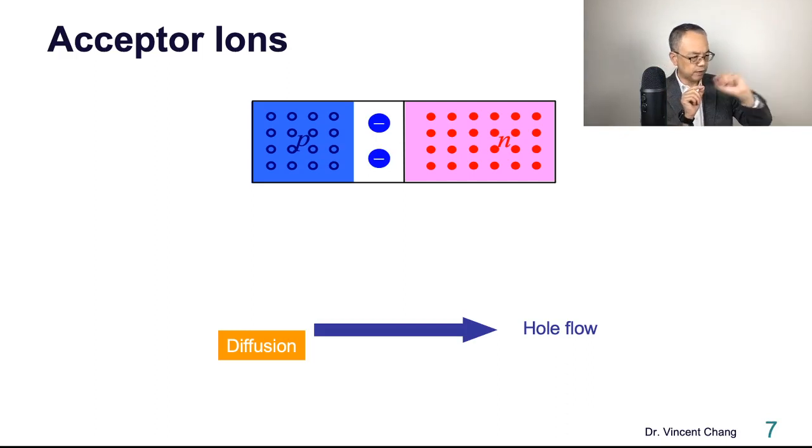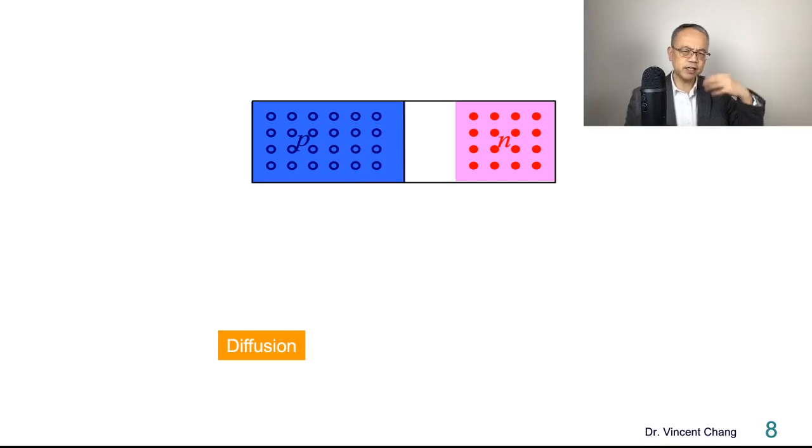If you throw away one hole from the left-hand side to the right, then one negative ion will be revealed, based on charge neutrality. So if two holes leave the P side and go into the N side, then two negative charges will be exposed. And in the same way on the right-hand side, where's the source providing so many electrons? It's not from silicon itself, it's from the parent, from the dopant. So what's the dopant? The donor.